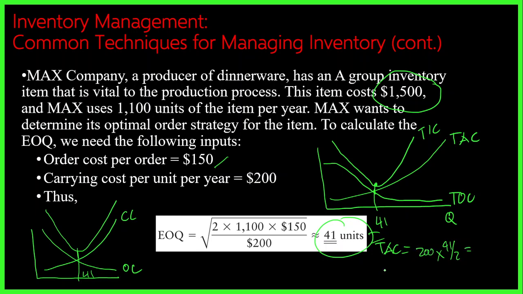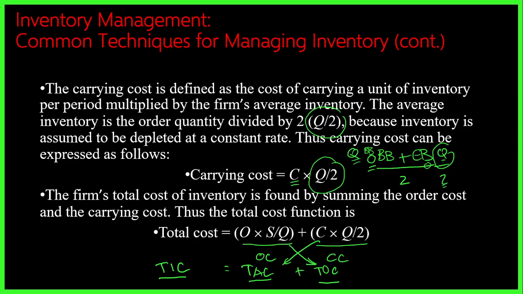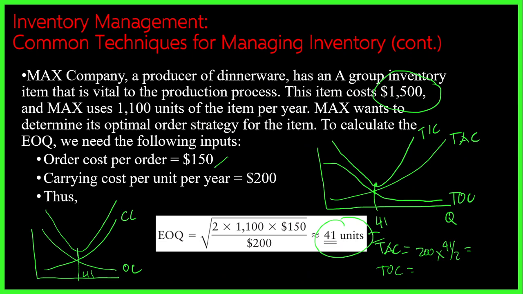And then you compute for your ordering cost. If you go back to the previous slide, this is how many times you are going to order, times the ordering cost. The ordering cost is now 150. And then the demand, you have 1,100, divided by 41. This is how many times you're going to order, times 150. That's now your total ordering cost. They should be almost the same, no?